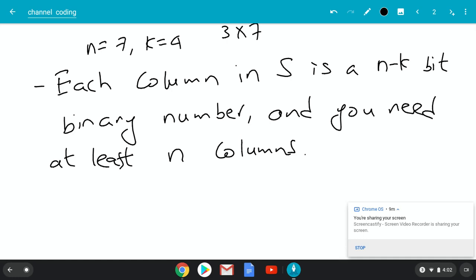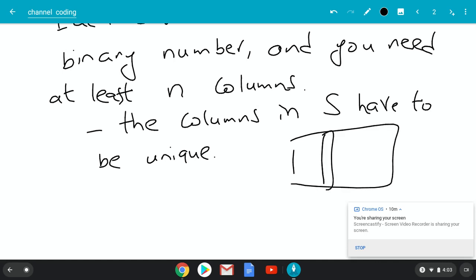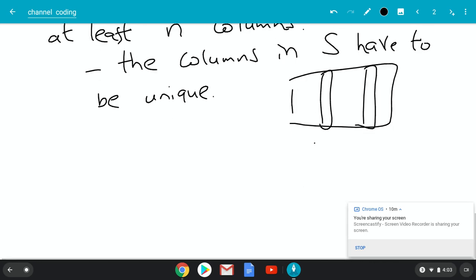now here's another important point: the columns in S have to be unique, otherwise if there are two columns which are the same and your small s matches with one of them, then you don't know how to pinpoint between these two, right? So let's say this column is the same as this column, this is the fourth column and this is the sixth column, and your small s matches with both of them, then you don't know where the error is, right? So all the columns in S have to be unique.